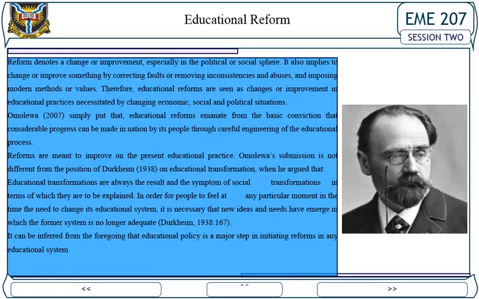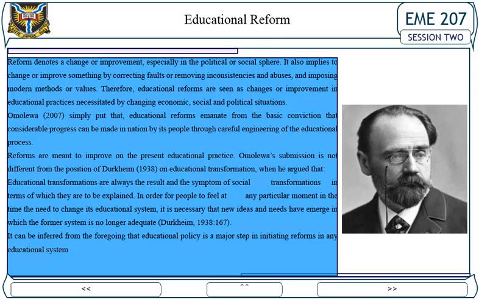Omolewa, 2007, simply put that educational reforms emanate from the basic conviction that considerable progress can be made in a nation by its people through careful engineering of the educational process. Reforms are meant to improve on the present educational practice. Omolewa's submission is not different from the position of Duncan, 1938, on educational transformation, when he argued that educational transformations are always the result and the symptoms of social transformations in terms of which they are to be explained.